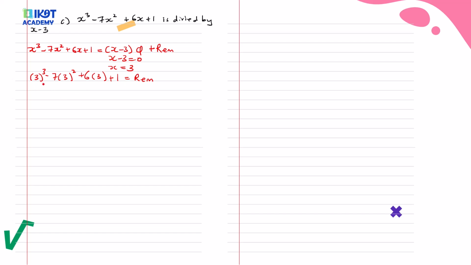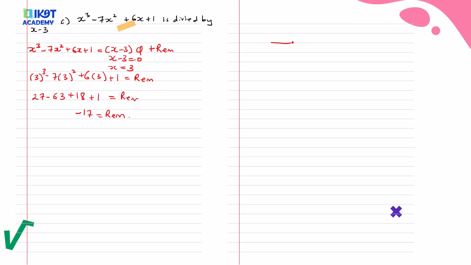Then now we have 3 cubed. This is 27 minus 63 plus 18 plus 1 is equal to the remainder. So this is 27 minus 63 plus 18 plus 1. So we get negative 17 is the remainder.